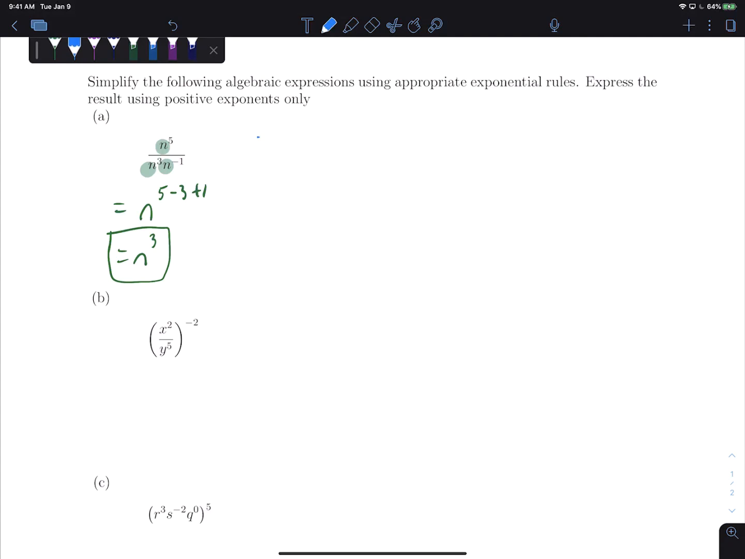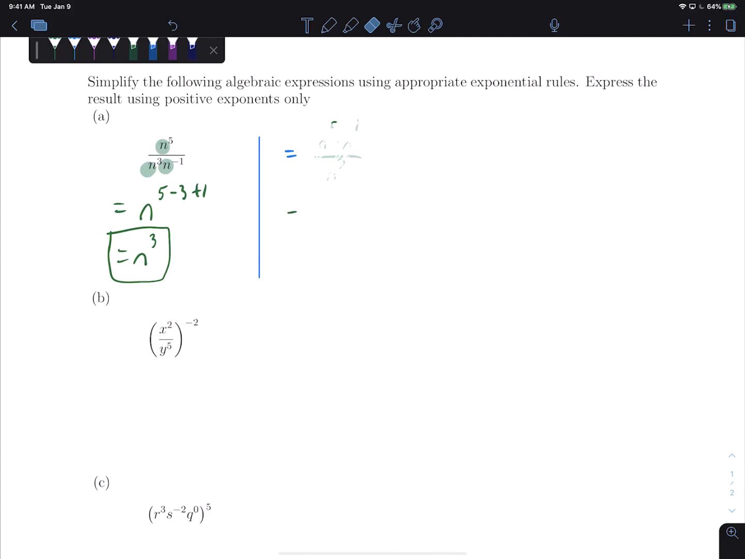There's another way of doing this. And that is to realize that this negative exponent moves this to the numerator as a positive exponent. And this would then become n to the fifth times n to the first power all over n cubed.